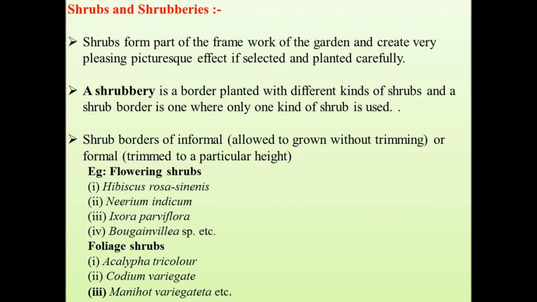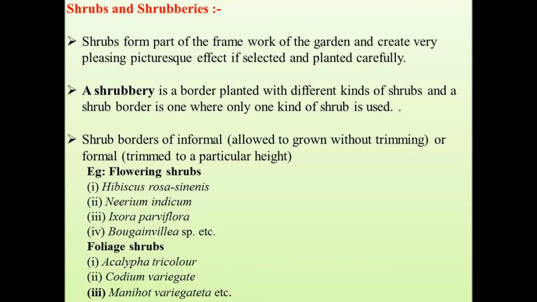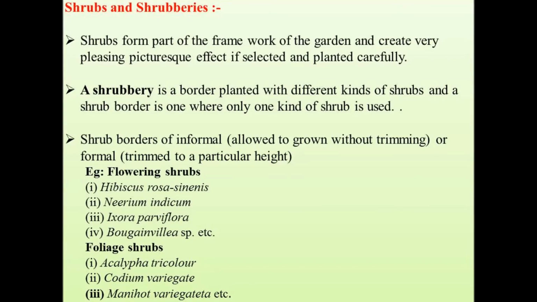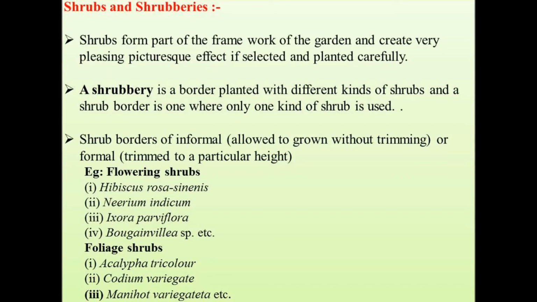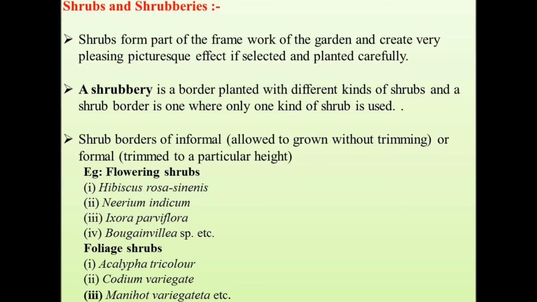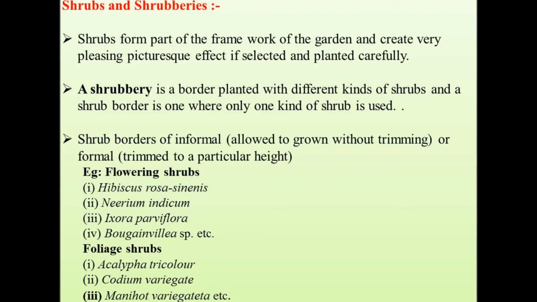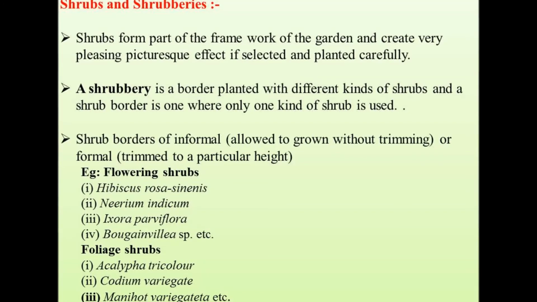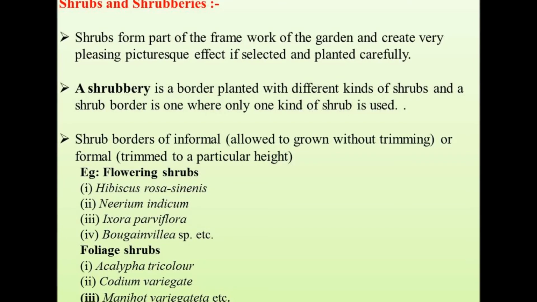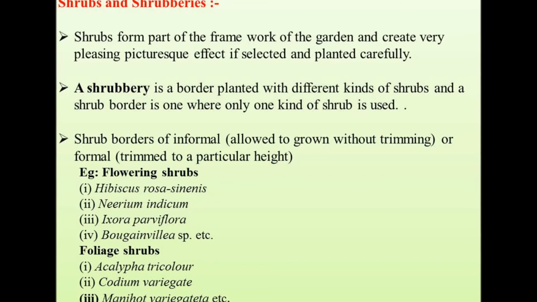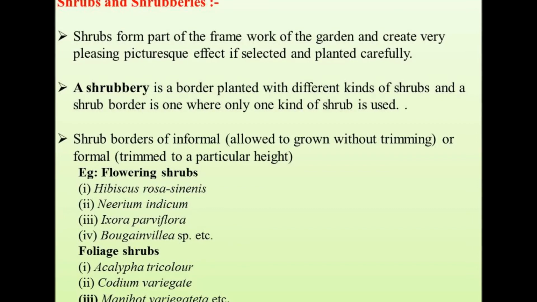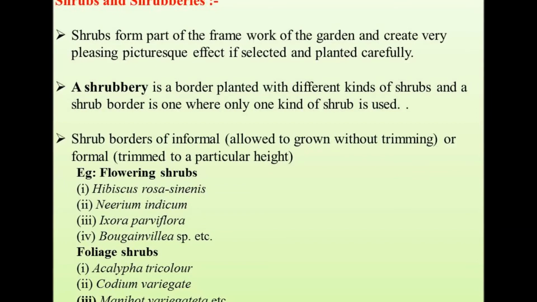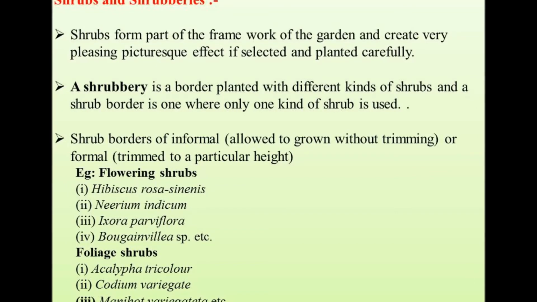Then the next feature is shrubs and shrubberies. Shrubs form a part of the framework of a garden and create a very pleasing picturesque effect if selected and planted carefully. A shrubbery is a border planted with different kinds of shrubs, and a shrub border is one where only one kind of shrub is used.